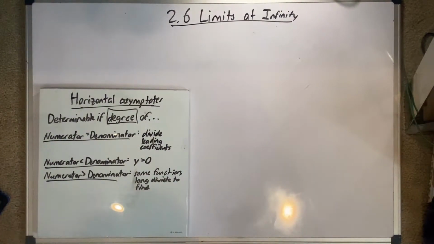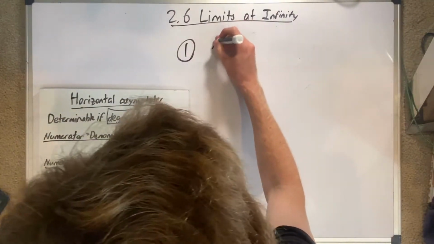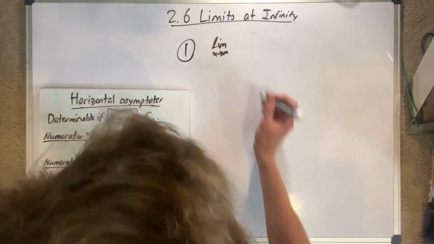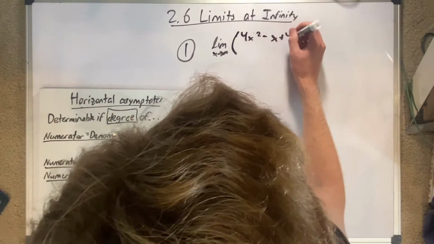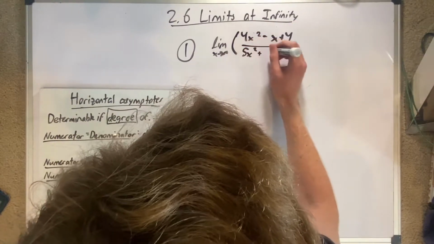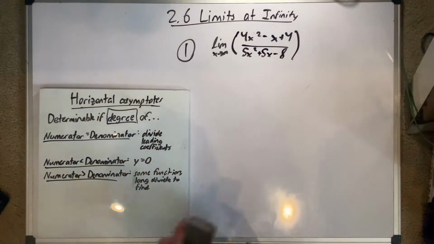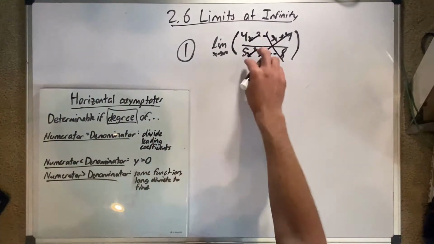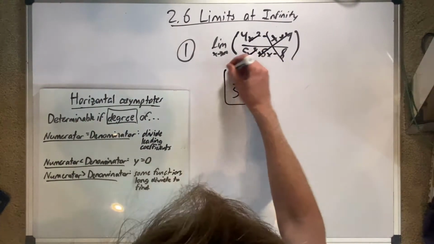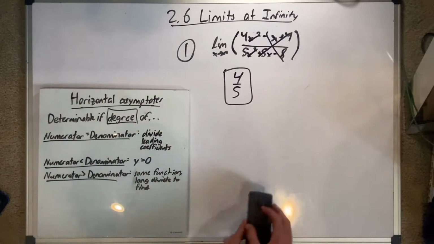Now that we understand that the horizontal asymptote is the key to success, the first problem is limit as x approaches infinity of 4x squared minus x plus 4 over 5x squared plus 5x minus 8. Let's just do our runner's thing. As x approaches infinity, all of these terms here become completely negligible and we don't have to care about them. These x's cancel out. We're left with 4 over 5. 4 over 5 is our limit as x approaches infinity because our asymptote is y equals 4 over 5, which means it approaches the asymptote. So that's the answer to number 1.